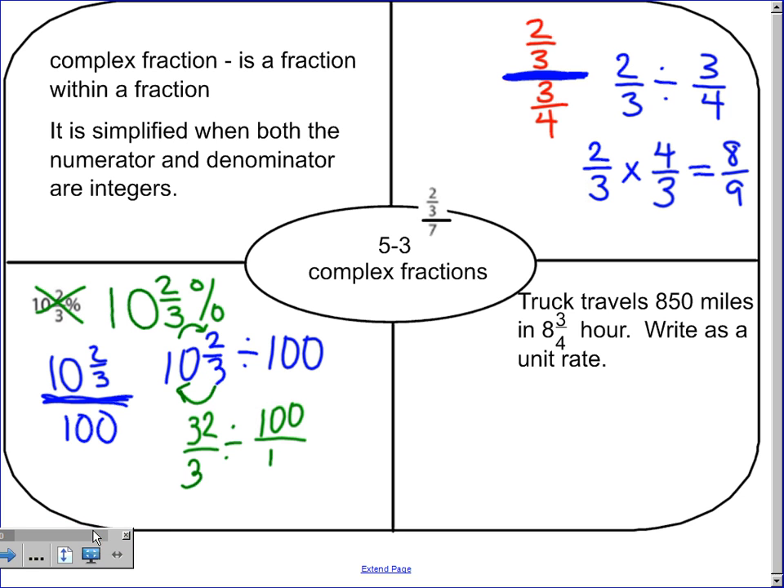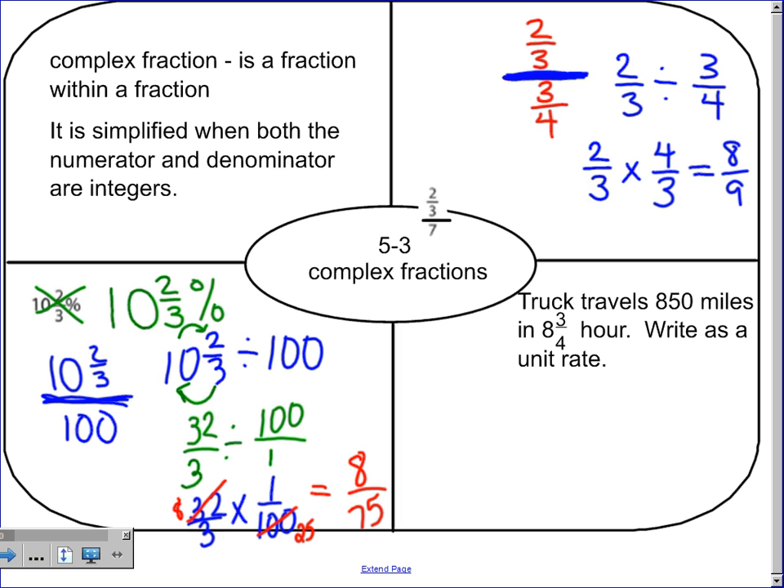So let me move this out of the way. So we have 32 over 3 now times 1 over 100. Can I do any cross simplifying here? Yep. Good. 4 goes into 32 how many times? Good. And 4 goes into 100 how many times? Very good. Now I would go ahead and multiply. So 8 times the 1 is 8. 3 times the 25 is 75. Just always double check. Can you reduce that anymore? Nope, you're all done.